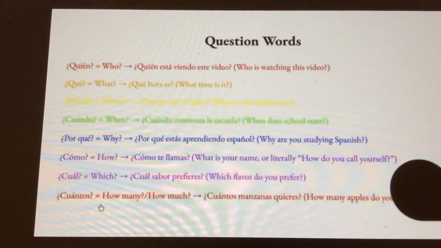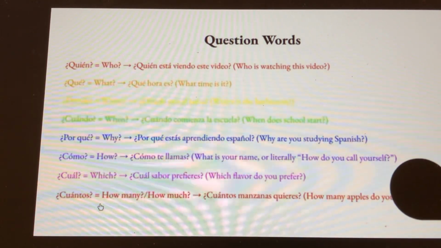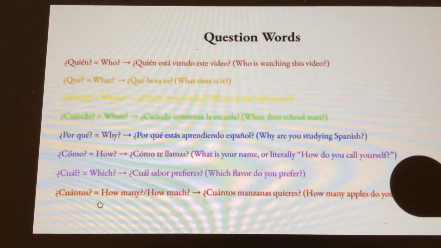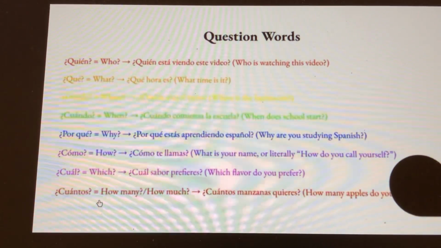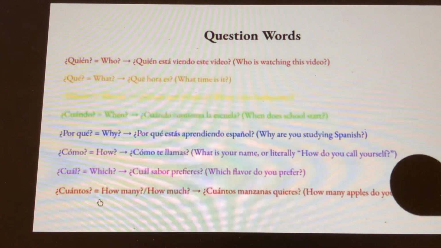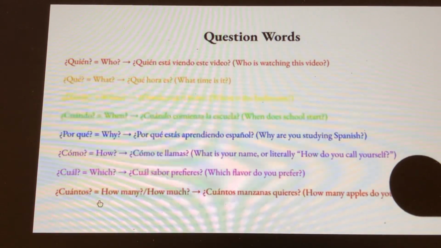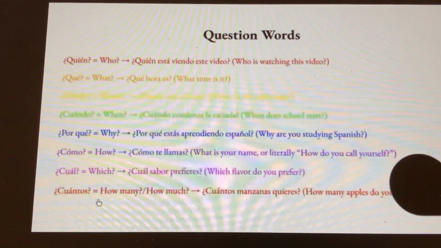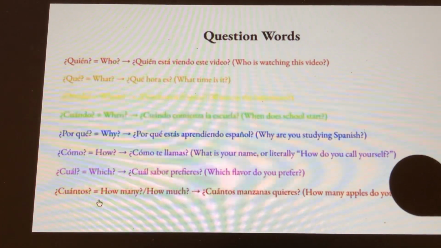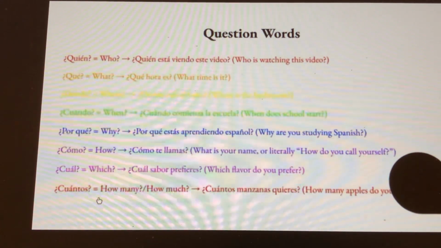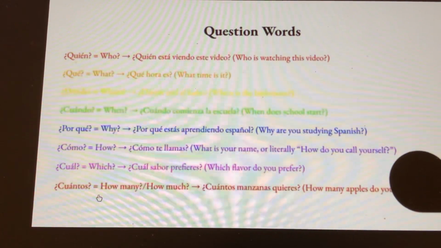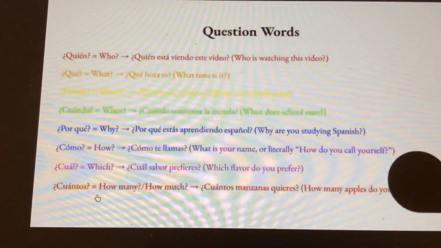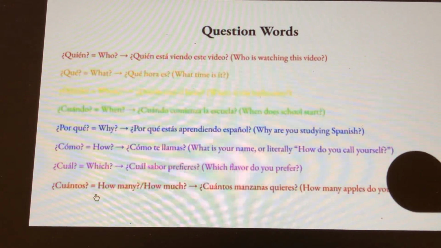¿Quién está viendo este video? That literally means who is watching this video. ¿Qué hora es? is a common phrase meaning what time is it. ¿Dónde está el baño? means where is the bathroom. ¿Cuándo comienza la escuela? means when does school start. ¿Por qué estás aprendiendo español? You can use that to ask someone why they're studying Spanish. Hopefully this video can become an answer in the near future.